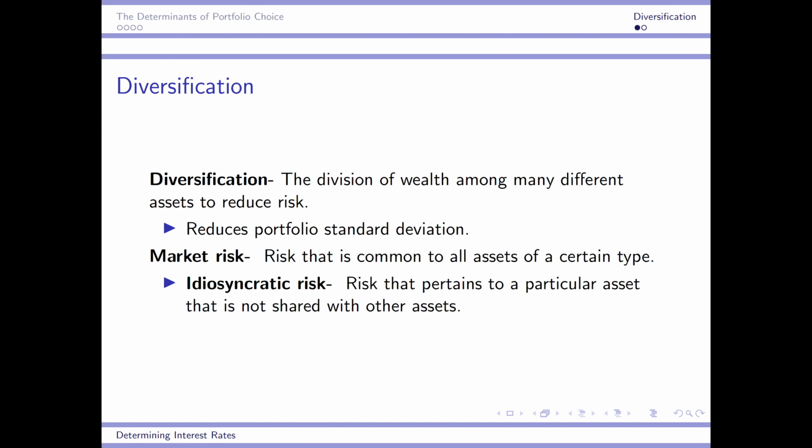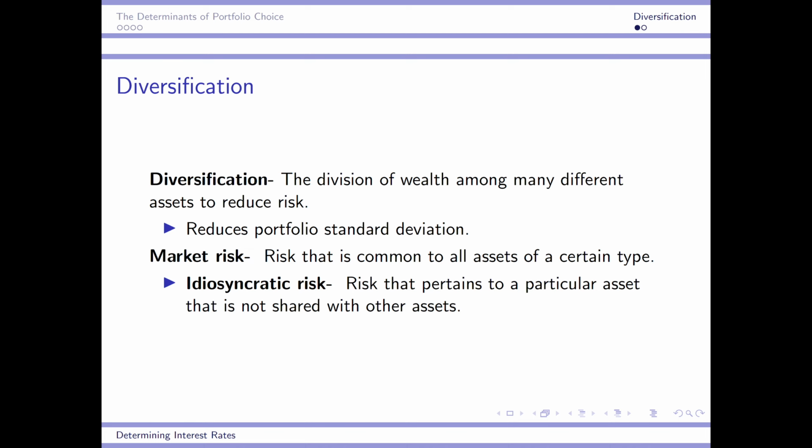Now we're going to move on to the topic of diversification. I purposely glossed over this in the first chapter so that we can talk about it more in depth here. Diversification is just the division of wealth among many different assets to reduce risk. And it reduces that risk by reducing a portfolio's standard deviation. I'm going to get into how that works and the mathematical dynamics behind it in a second. But we're going to first talk about how there are two different kinds of risk.